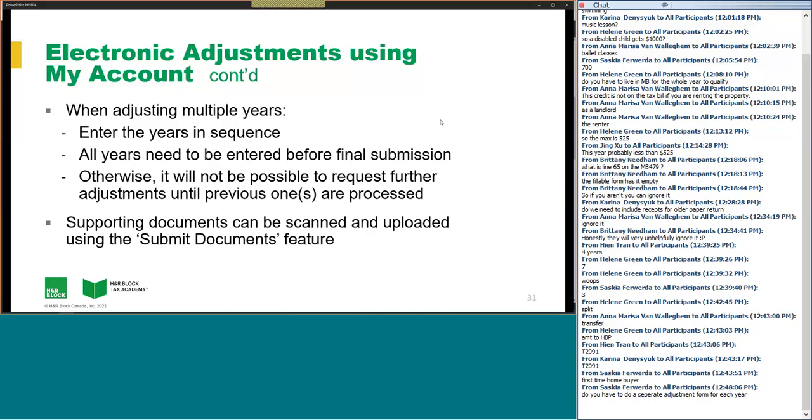Otherwise, you're going to change 1 year, wait until they get around to fixing it, then you're going to send another one, wait until they get around to fixing it, and then send the third one. So anything you want to adjust, do it all at once. No additional requests will be processed until they finish the first one. And then you have a submit documents feature. If you're doing electronic ones, do them online.